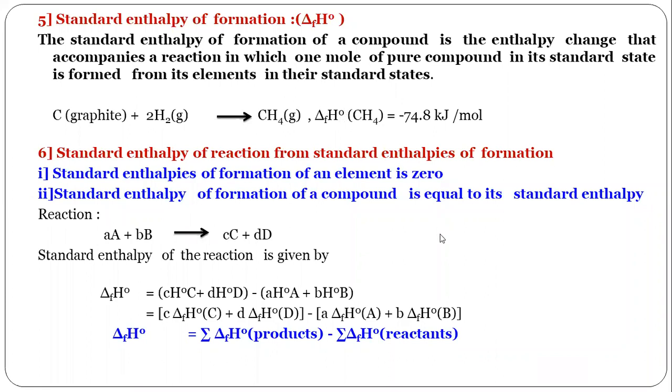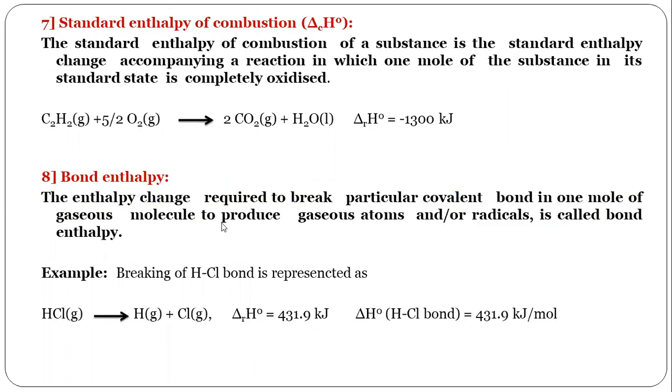Generally, we calculate the standard enthalpy of reaction by using the sum of all the standard enthalpies of the products minus the summation of all the standard enthalpies of the reactants. Later we will discuss these numericals, but I want to complete these two parts, 7 and 8. It is standard enthalpy of combustion, denoted with small c, delta c H naught. It is called as standard enthalpy of combustion.